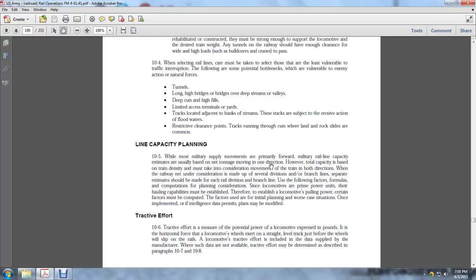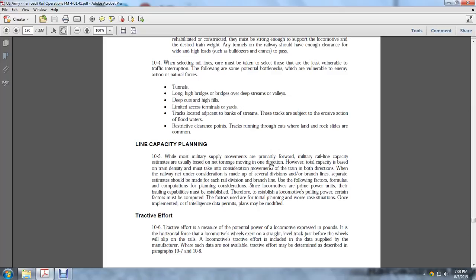The following factors, formulas, computations, and planning considerations apply since the locomotives are the prime power units. Their hauling capabilities must be established. Therefore, to establish locomotive pulling power, certain factors must be computed. The factors use initial planning worst case situations. When the intelligence data is implemented, the plans may be modified.